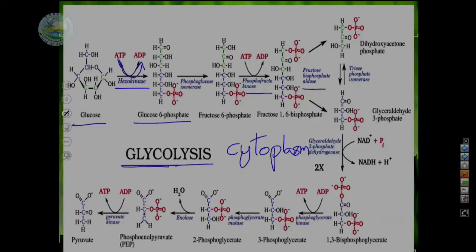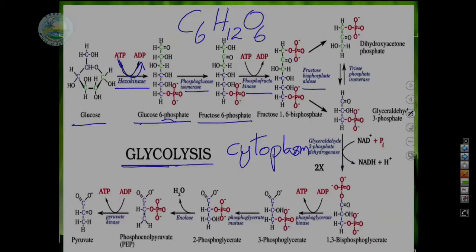Right. Then we have an isomerase involved here, because we are going from glucose 6-phosphate to fructose 6-phosphate. If you recall the molecular formula of these molecules, they are both C6H12O6. So they both have the same molecular formula, but they have different structures. So you are going from glucose 6-phosphate to fructose 6-phosphate, an aldehyde to a ketone.